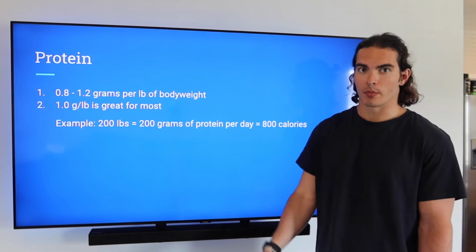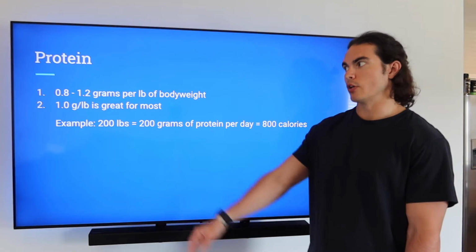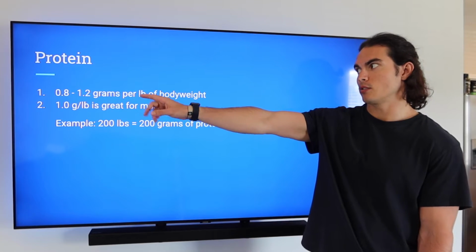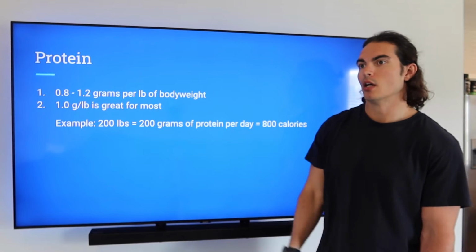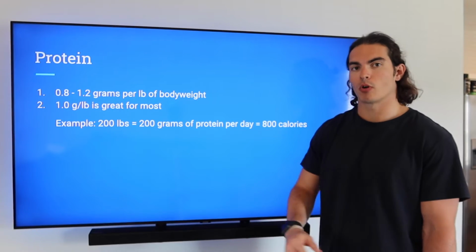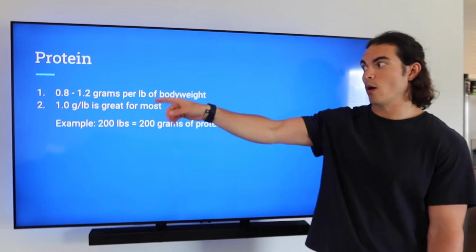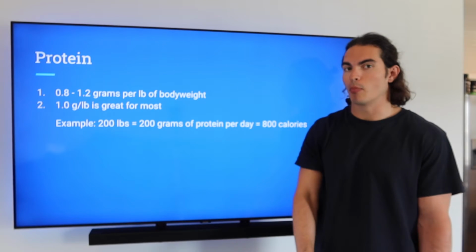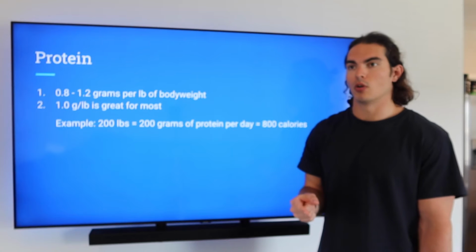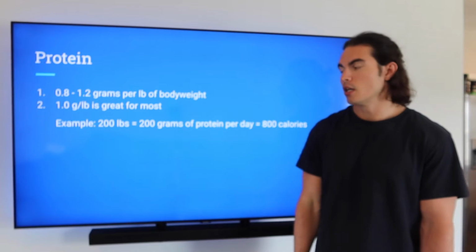So that's the first number that we set, right? So either go 0.8 times your body weight to 1.2 times your body weight. 1's a great place to be, and your protein is set, right? So super simple there. That 1 gram per pound of body weight is really important if muscle preservation is important to you in a fat loss phase, okay?